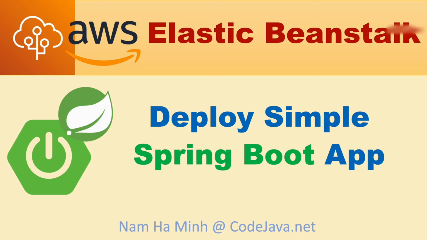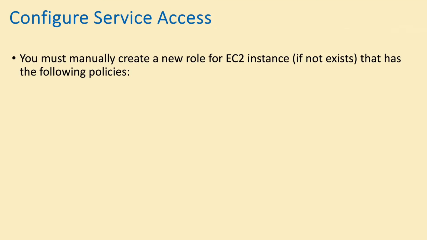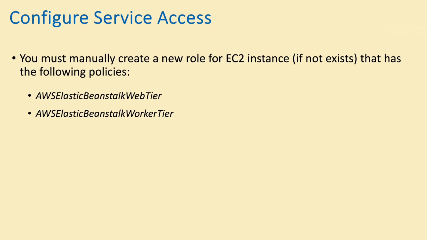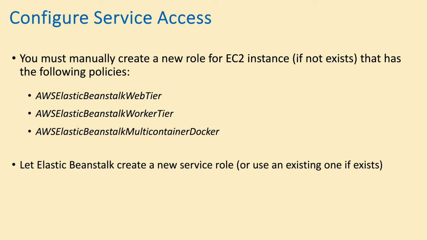Okay, so far you have seen how to deploy a simple Spring Boot application without a database on AWS Cloud using the Elastic Beanstalk web management console. Note that you must manually create a new role for the EC2 instance, if it does not exist, that has the following required policies: AWS Elastic Beanstalk Web Tier, AWS Elastic Beanstalk Worker Tier, and AWS Elastic Beanstalk Multicontainer Docker. And let Elastic Beanstalk create a new service role or use an existing one if it exists.